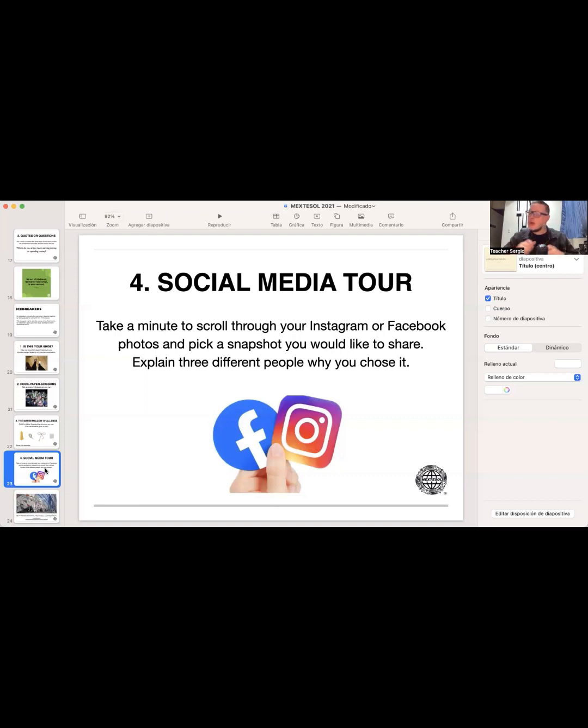Exactly. So you will open your Instagram account on your cell phone and everybody in the room will do the same. They find a picture they like and you tell them, okay, select one picture on your Instagram or Facebook that you love. Now tell 3 different people why you like this picture.